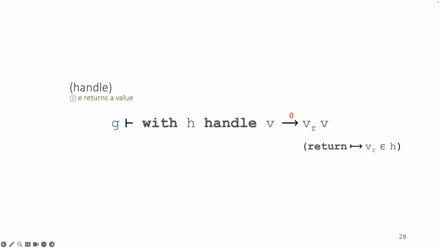Let's start with when E returns a value. So if E returns a value, in that case, we will just get the return clause from the handler. Let's say it is VR, and we just apply VR to V. And we also produce a zero loss because there's no loss produced with this step of evaluation, right?